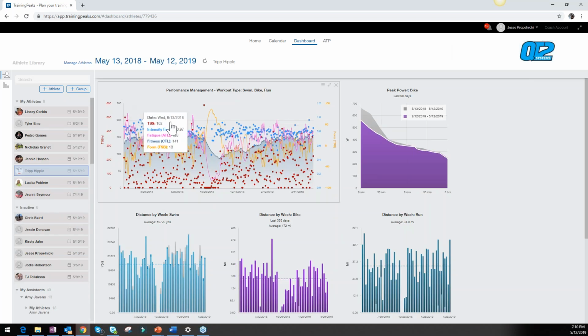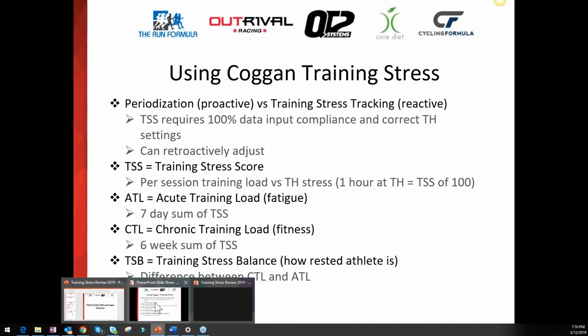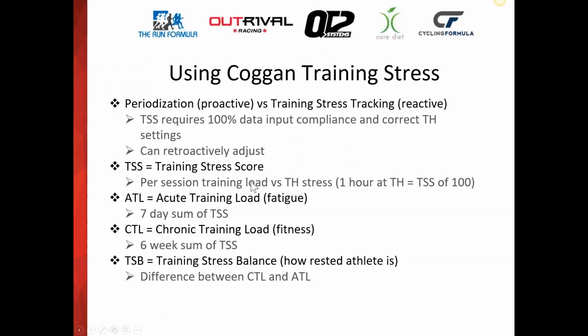And remember, this is all important because TSS, which is the training stress score on a workout per workout basis, is based upon the training load applied during a single training session relative to threshold. That's why that's so important. So if the threshold wasn't set correctly for a period of time, the TSS scores are going to be wrong, and then therefore that changes the ATLs, the CTLs, and the TSB. So the chart just won't look right.